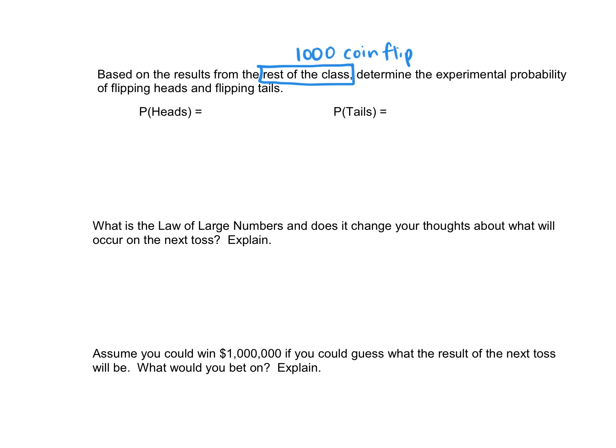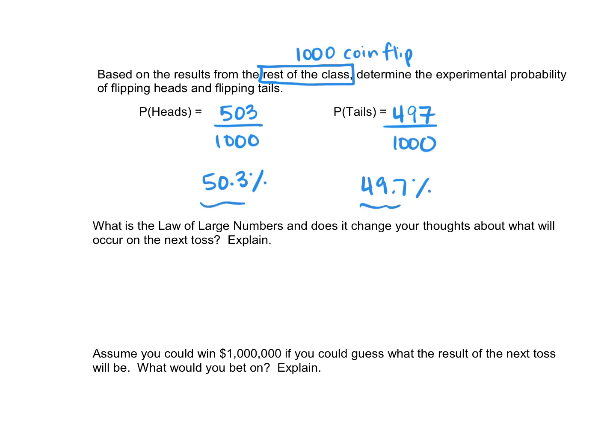And for mine, again, yours will be different. I got 503 heads, which means I have 497 tails. And so that is out of that 1,000 coin flips, which gives me about 50.3% being heads and 49.7% being tails. And notice that these numbers are a lot closer than what we had previously when we were just doing the 30 coin tosses.